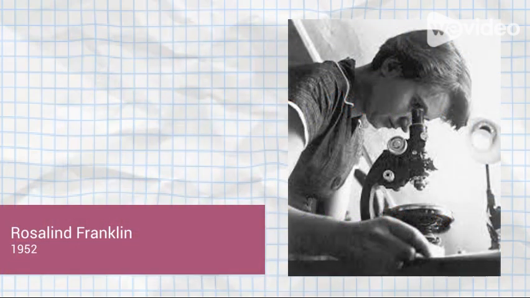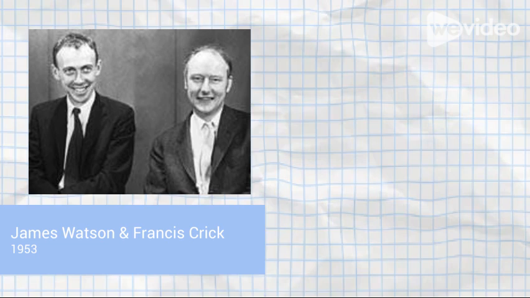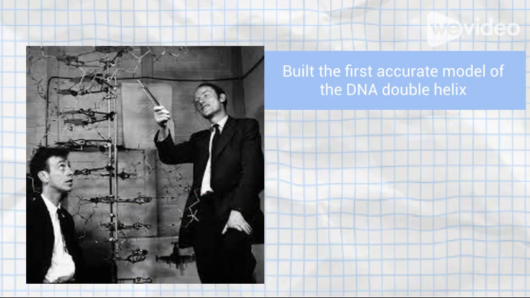4. Rosalind Franklin, 1952. She used X-ray diffraction to take a photo of DNA, called Photo 51, showing it had a helix shape. 5. James Watson and Francis Crick, 1953. Using Franklin's photo without her permission, they built the first accurate model of the DNA double helix.